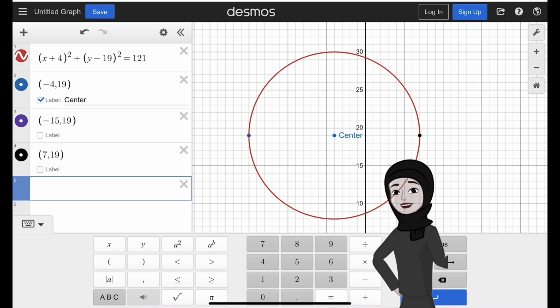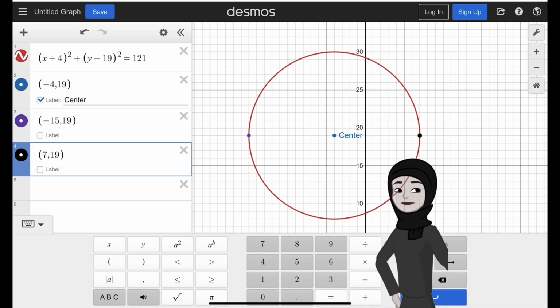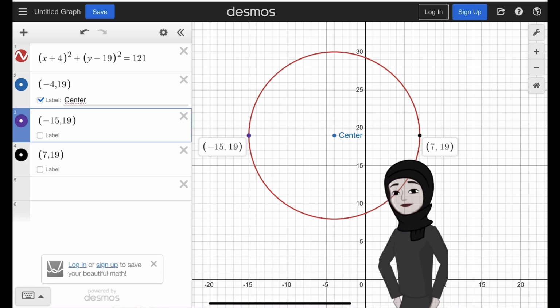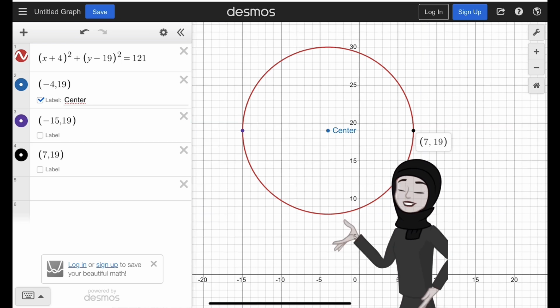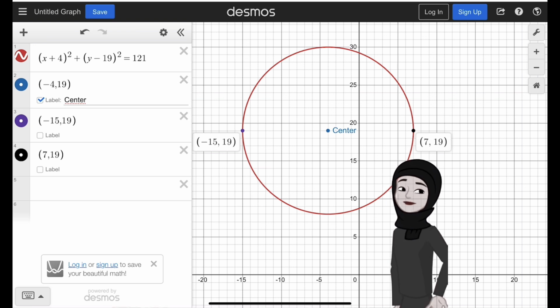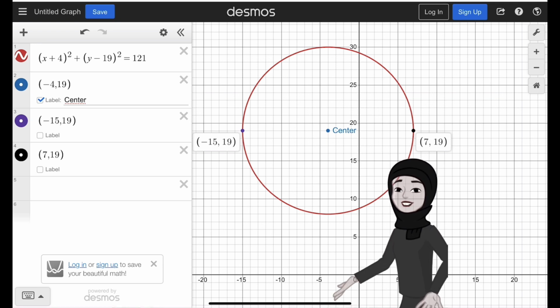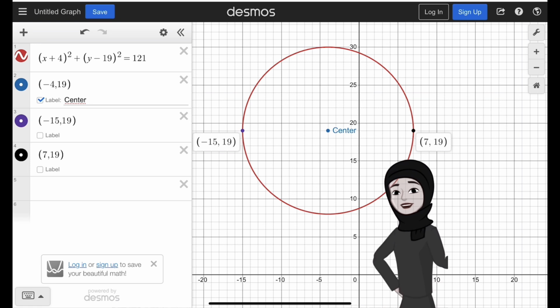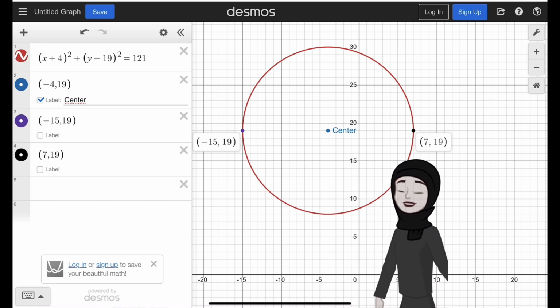If you observe, I have graphed this in the Desmos calculator: (x + 4)² + (y − 19)² = 121. As soon as we put that in, we get the shape of the circle, and the center we can see is (−4, 19). The minimum which x has reached is −15, and the maximum is +7 on the positive x axis, because the radius is 11. So from the center it is able to go 11 units to the right and 11 units to the left. So that is the range.